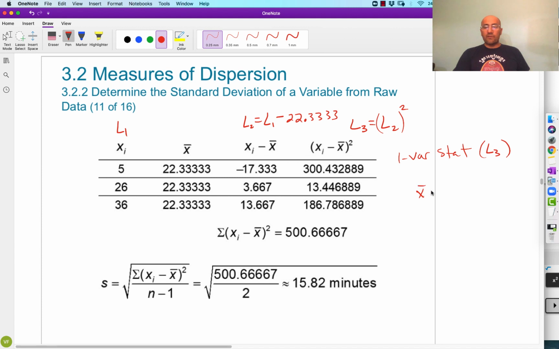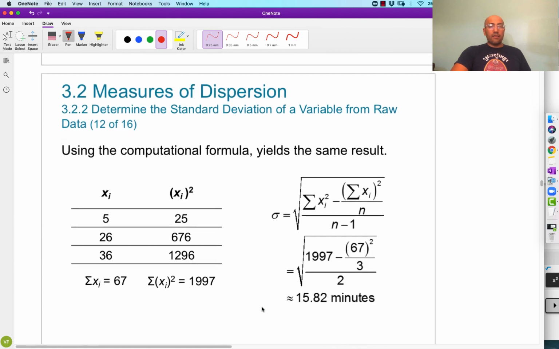The calculator will give us x bar. Remember, x bar would be the mean of list 3. That would be the mean of these numbers. We don't want that. But we do want the sum of these numbers. The second result when we do one var stats on L3 will give you the sum of these numbers, and we'll get this result right there, 500.66667. And now we stick that in there, divide it by 2, take the square root of the whole thing. That's how we get to the number 15.82.